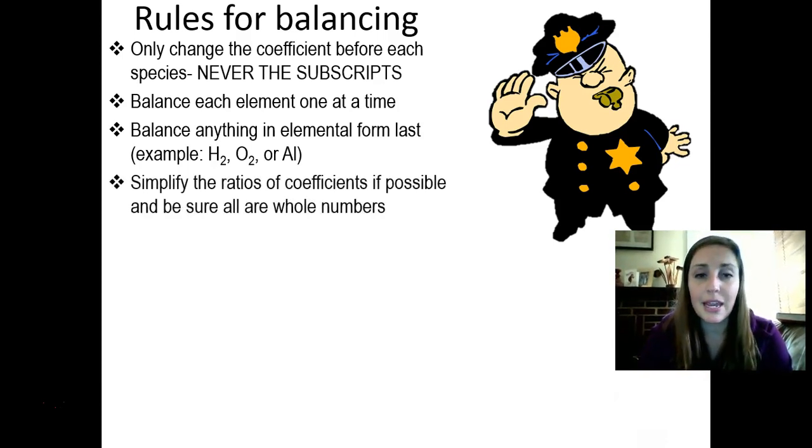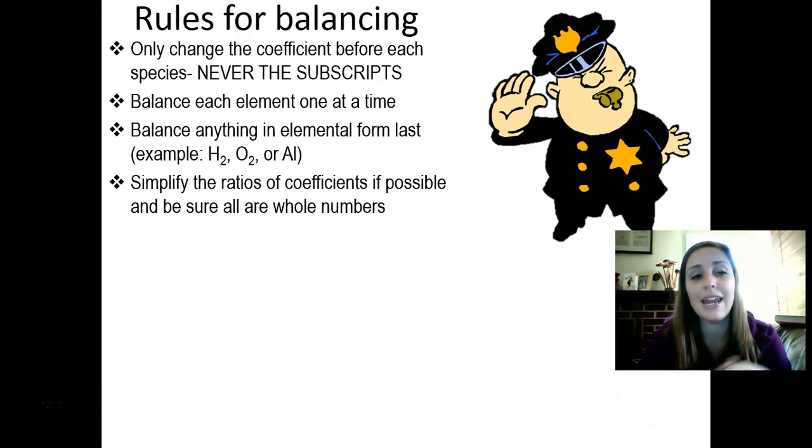Sometimes you might make a mistake and over-add elements or over-add compounds. So at the end, just make sure all your coefficients are simplified. And what I mean by that is it's the smallest whole number ratio. So if all of your coefficients are divisible by 2, for example, then you've done too much and you want to go ahead and reduce it.